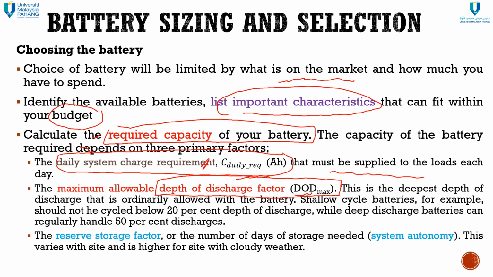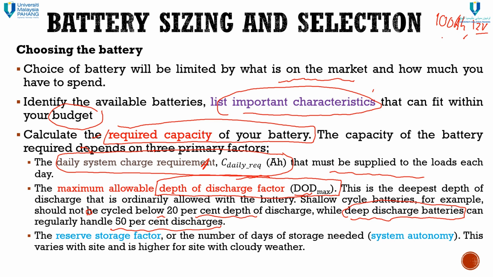Shallow cycle batteries, for example, should not be cycled below 20%. Okay, should not be cycled below 20% discharge, while deep discharge battery, or deep cycle battery, can regularly handle 50% discharge. In other words, the total battery capacity that we look at, for example, is 100 Ah. You frequently see this, 100 Ah with 12-volt batteries.